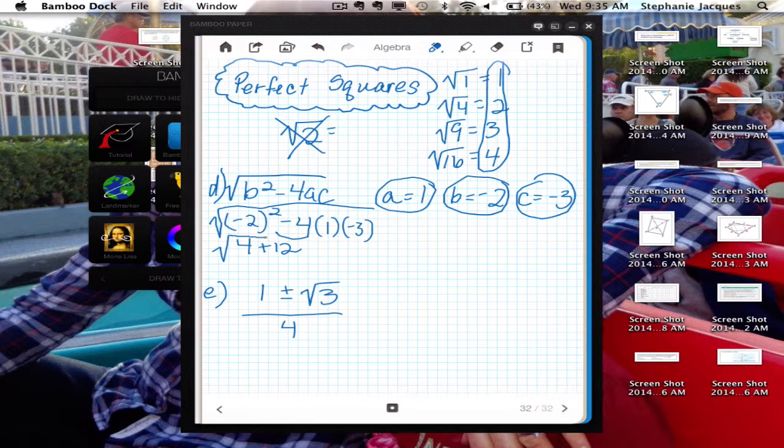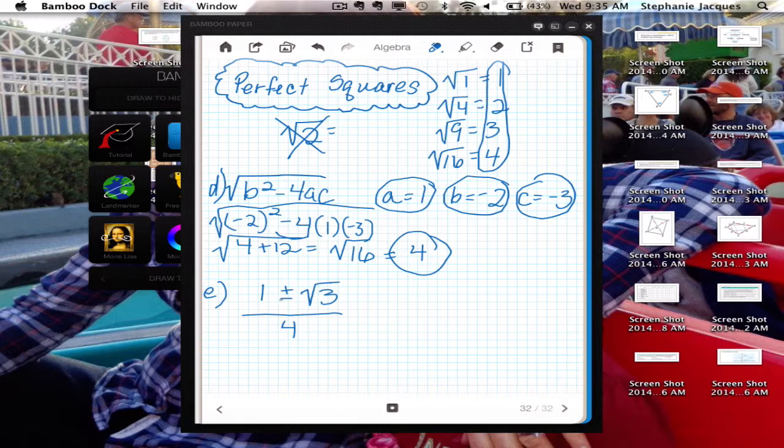So I have the square root of 4 plus 12. I'm going to simplify that even further. The square root of 16. And what's the square root of 16? It's 4. So your answer would be 4. The reason I bring this up is later on we're going to deal with this b squared minus 4ac when we get into something called quadratic equations. So it's good to know how to do it now.